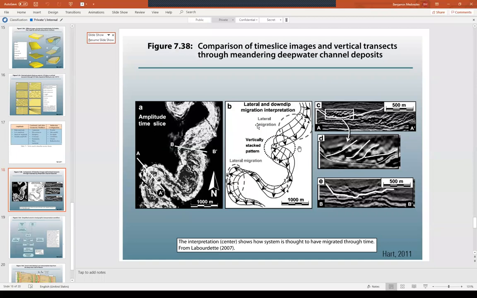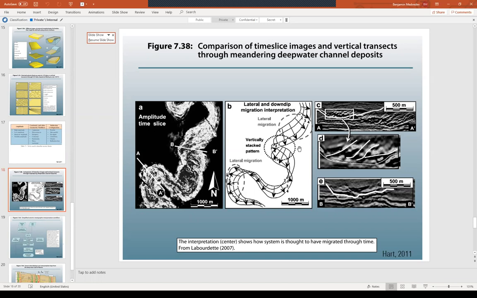This is an excellent slide, again from Hout 2011, and we can see how the evolution of a river goes. We can see here that within time the river was going more to the right and more to the left. We can see the big parts here, and this is the abandoned parts, the levees, the sides of it.